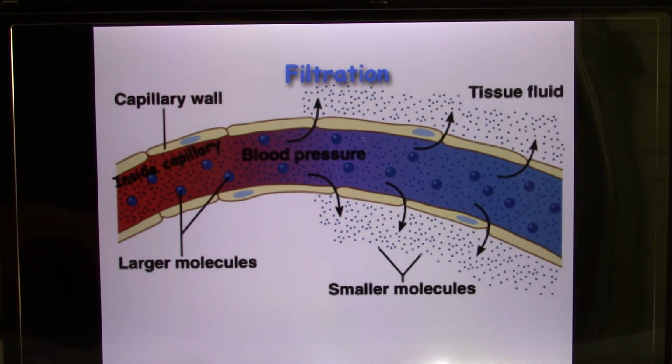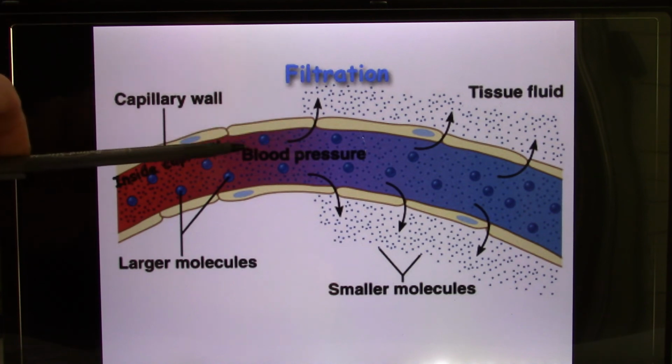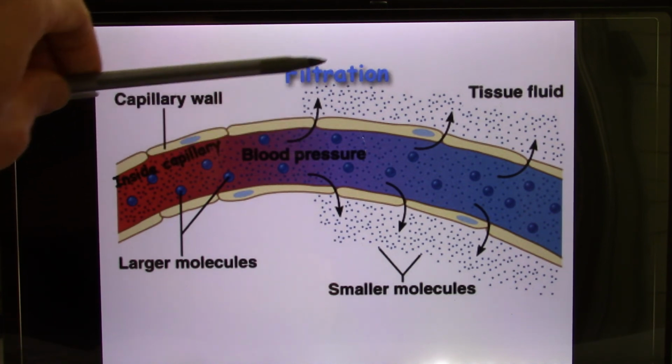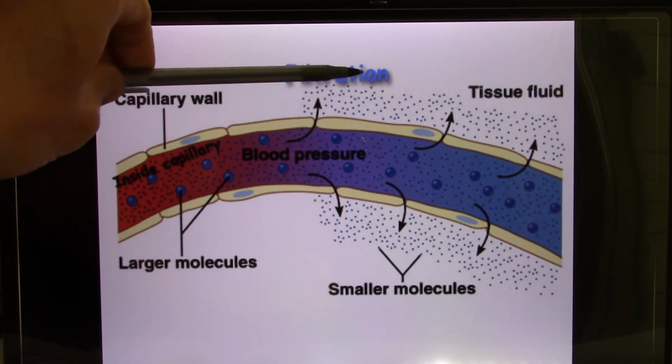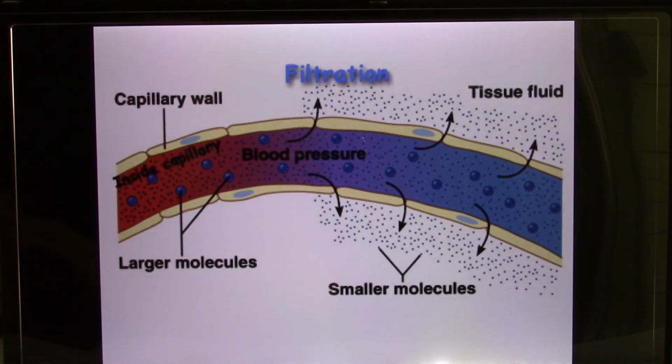And when the blood goes there, it will go through the filtration process. So small molecules will be filtered out. And once they've been filtered out, if it's a molecule you don't want, eventually it will end up in the urine. And important molecules, they will take back. And this filtration process happens in the kidney.